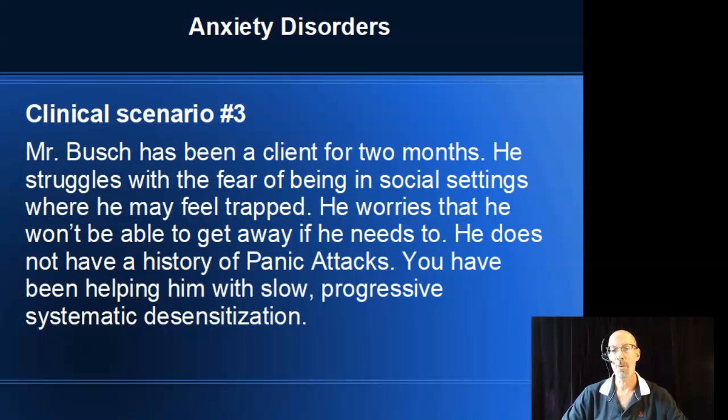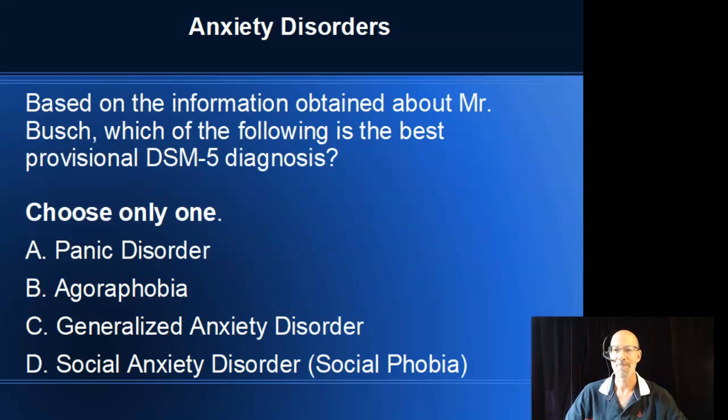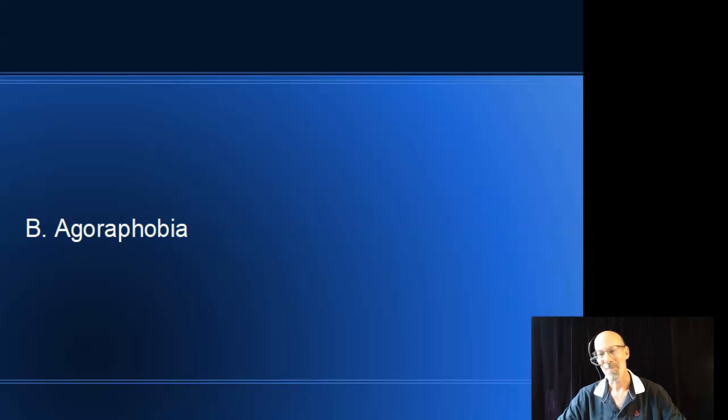You have been helping him with slow, progressive, systematic desensitization. And your choices are panic disorder, agoraphobia, generalized anxiety disorder, or social anxiety disorder (social phobia). Which one is it? Pause your video, make your choice. And the right answer is, it's a tough call between two. It is agoraphobia. You'll see why as we get to the criteria.